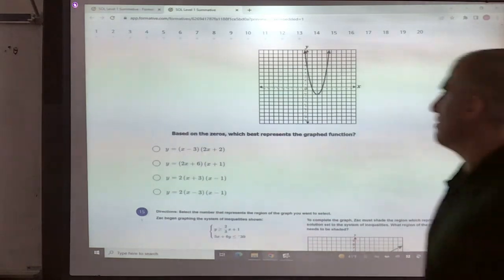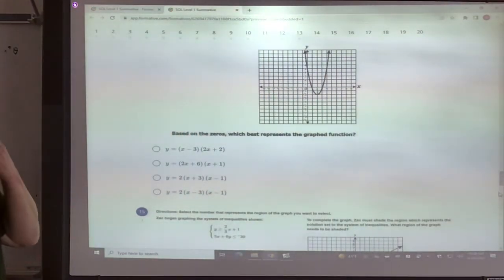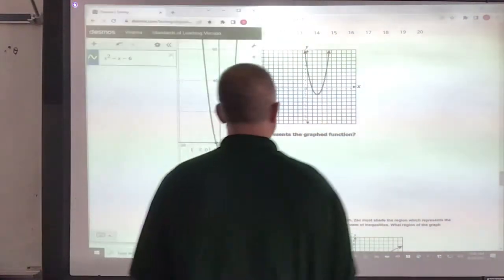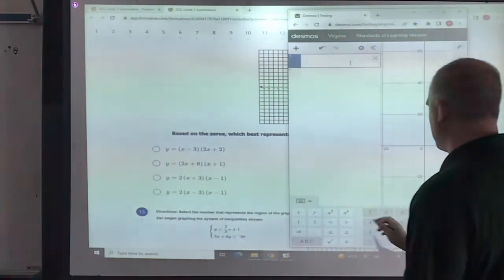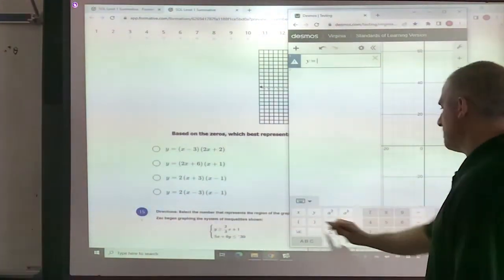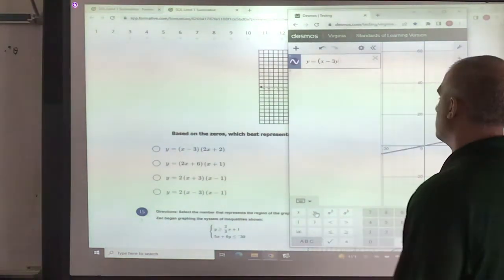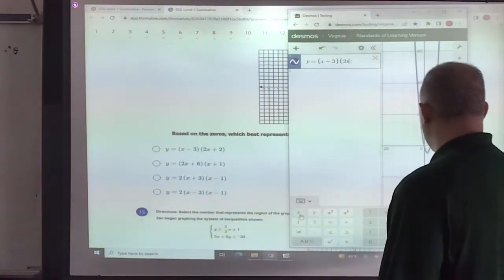Based on the zeros, which one? You can do this a number of ways. It's crossing here and here. Let's do a graph match. What a graph match is: go ahead and type these answers in, and see which graph matches it. X minus 3, and 2x plus 2.